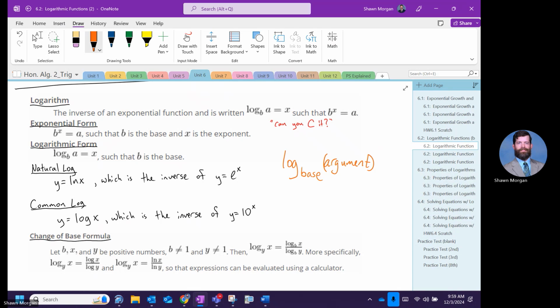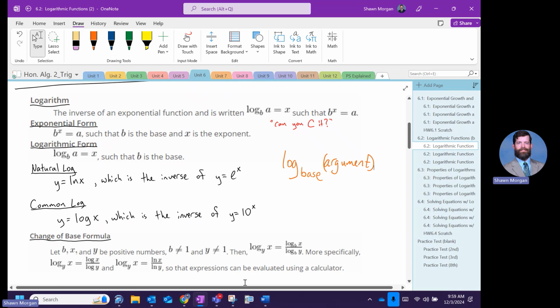Okay? So much like you have a square root, where square describes the kind of root and what you're taking the square root of is the argument, a logarithm has a base, and what you're taking the log of. Very similarly posed there. Okay? So logarithm, base, argument.